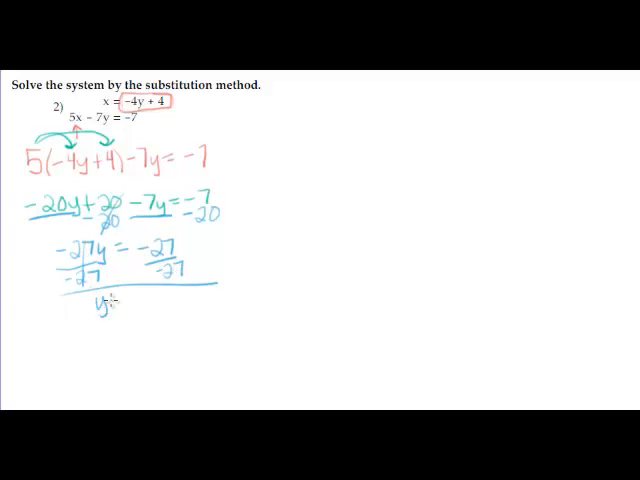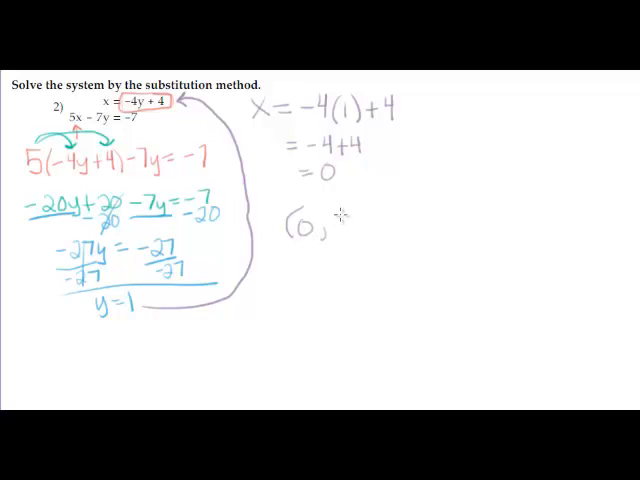And y equals 1. Take that, since we know what y is, and put it back into one of these first two equations. The easier one will be this one that's already solved for x, because we can say x equals -4 times y, which is 1, plus 4. -4 times 1 is -4 plus 4 gives us 0. So x is 0, y is 1, and that's our answer.